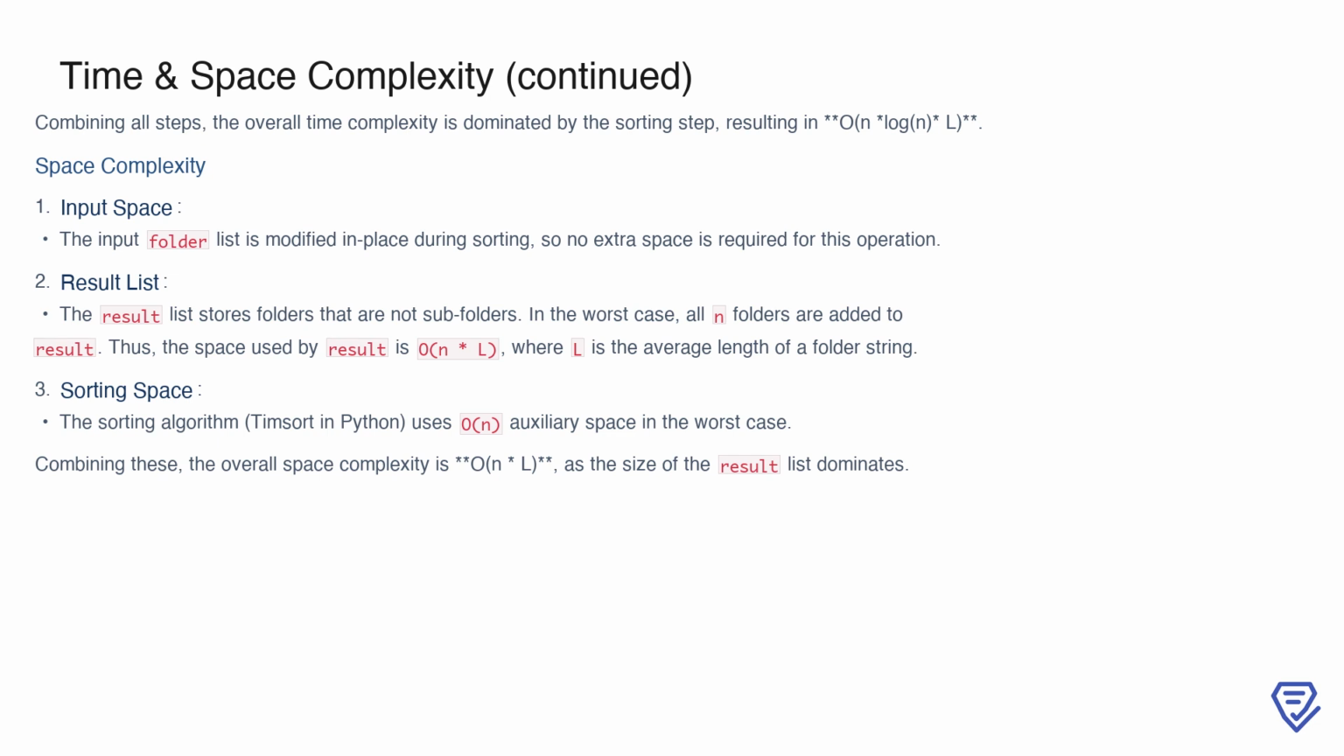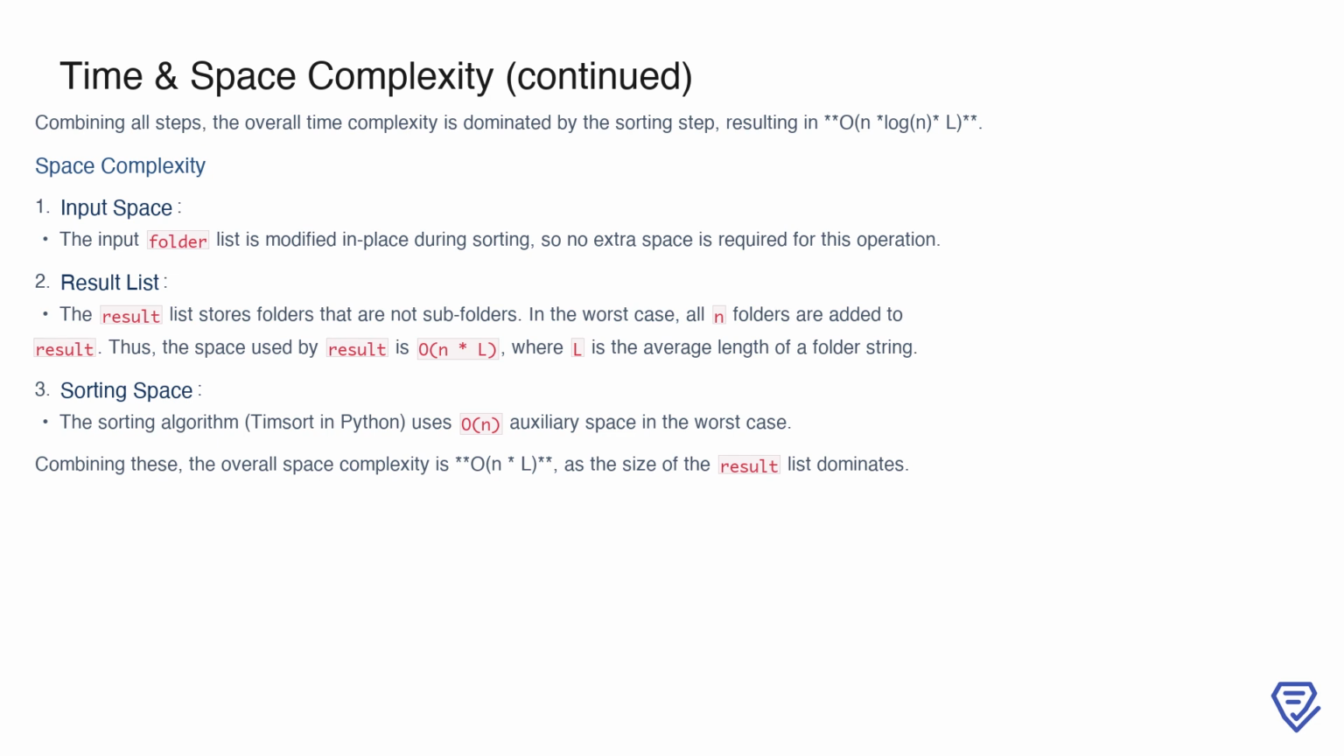Now, when we combine all the steps, the sorting phase clearly dominates the overall time complexity. Thus, the time complexity of the entire solution is O(n log n * L). Shifting our focus to space complexity, the input folder list is sorted in place, meaning no additional space is required for this operation. However, we do need space for the result list. In the worst case, all n folders could be stored in the result list, which requires space proportional to O(n * L), as each folder string has an average length of L.